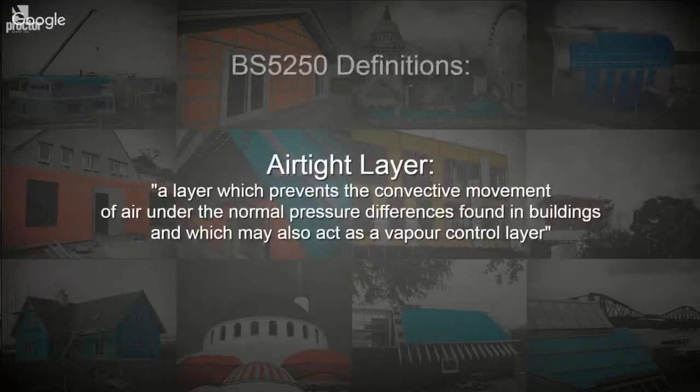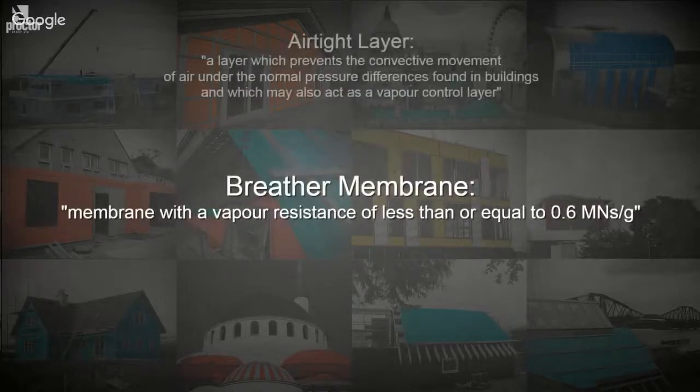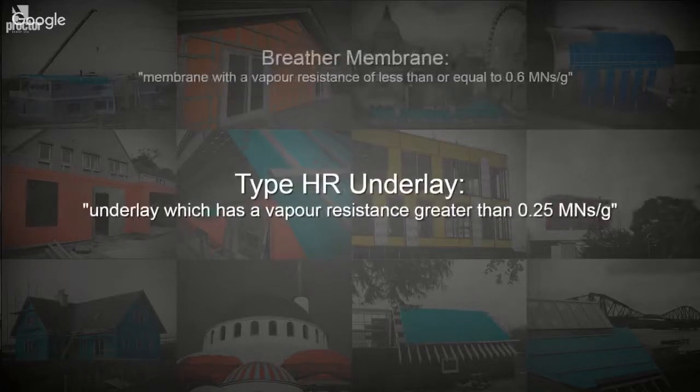Airtight layer: a layer which prevents the convective movement of air under the normal pressure differences found in buildings and which may also act as a vapor control layer. Breather membrane: a membrane with a vapor resistance of less than or equal to 0.6 MNs/g. Type HR underlay, also known as a high resistance underlay: an underlay which has a vapor resistance greater than 0.25 MNs/g.